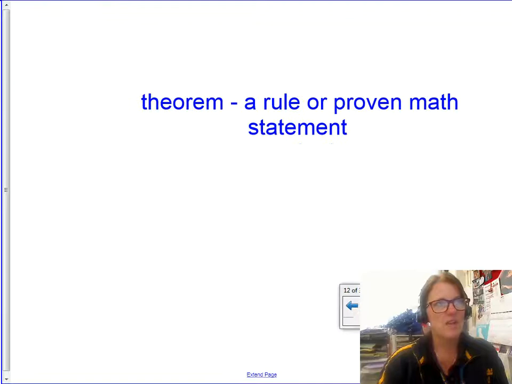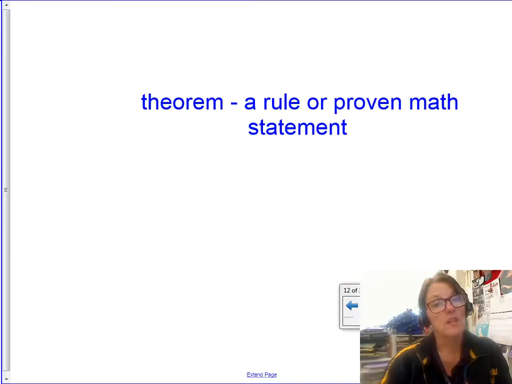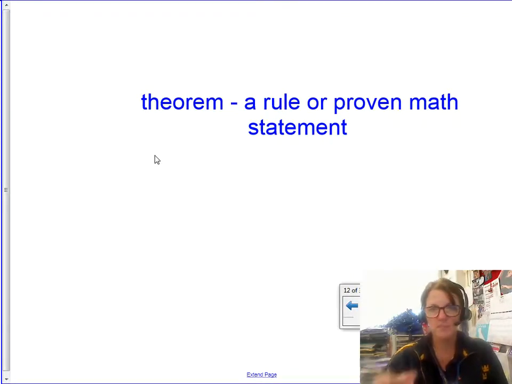Okay, now, first of all, the word theorem. We use that a lot later on in mathematics and upper level stuff, especially in geometry. So what does it mean? Well, basically, it's a fancy word that means some kind of rule or proven statement in math. We use the word theorem to say, yep, this is a law, a rule, something that's been proven, and so we can accept it as truth.